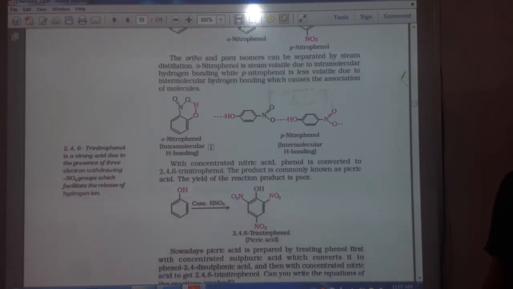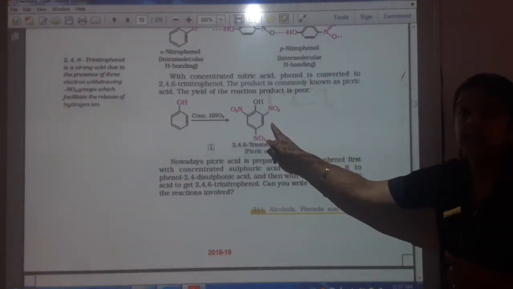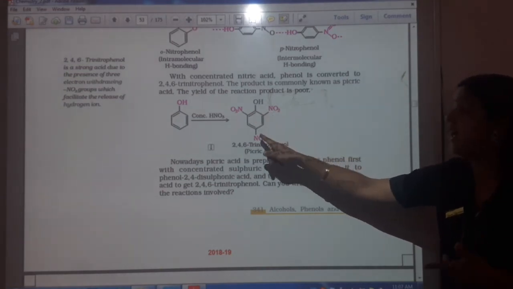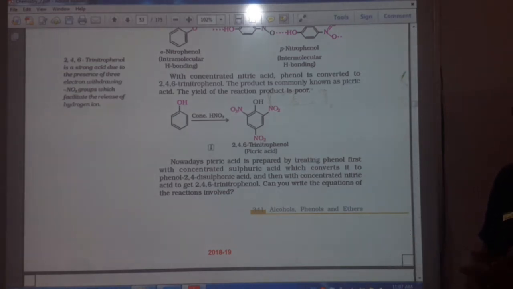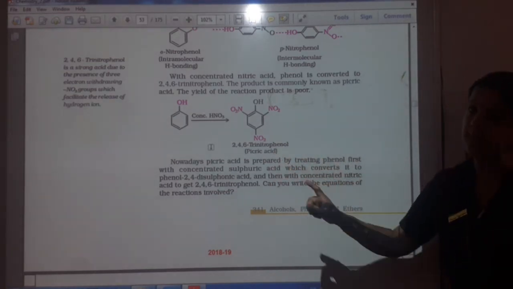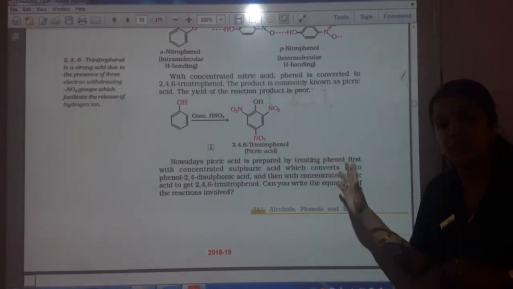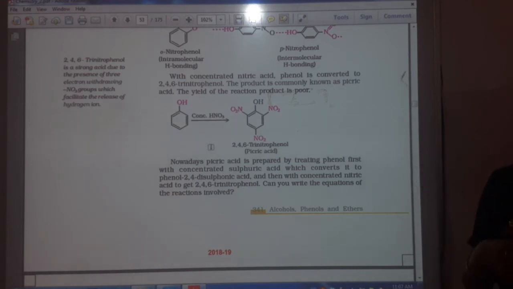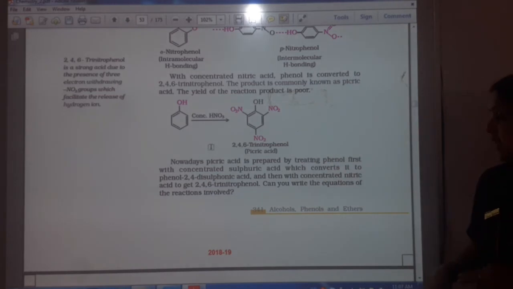But when the same phenol is reacted with concentrated nitric acid, you get both the ortho positions and the para position being occupied by the nitro group. So you get picric acid, a 1 mark question, 2,4,6-trinitrophenol. All the 3 positions are attacked by the electrophile, that is NO2. So you get the formation of picric acid.